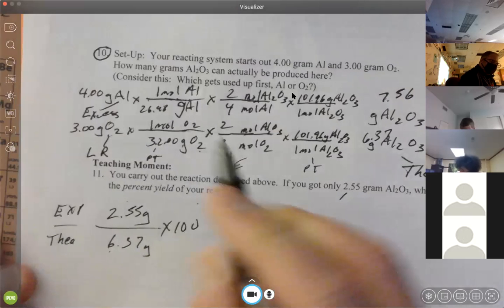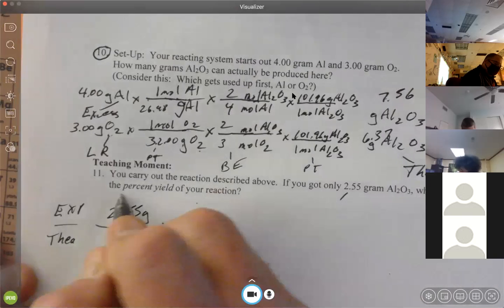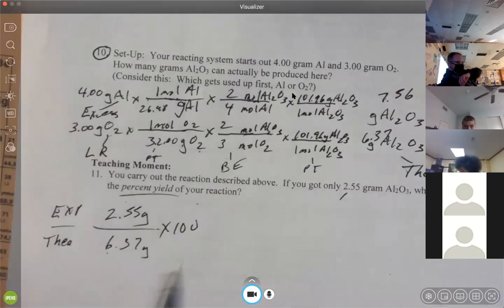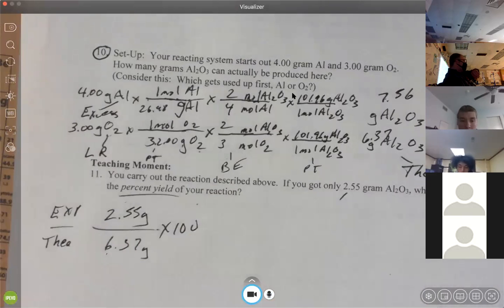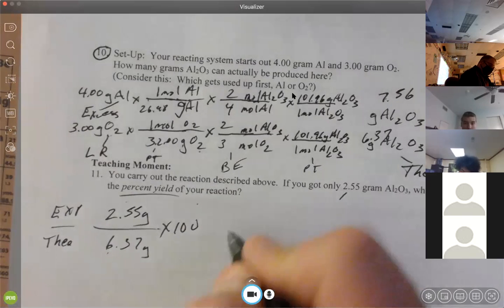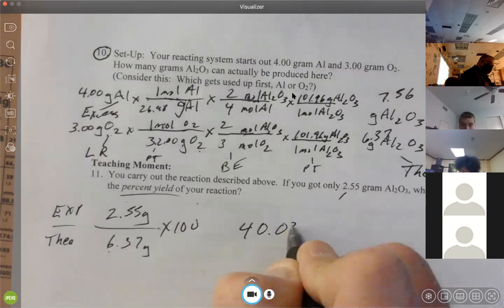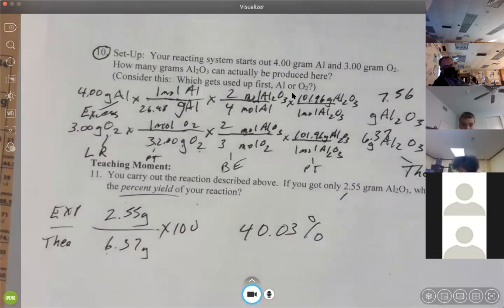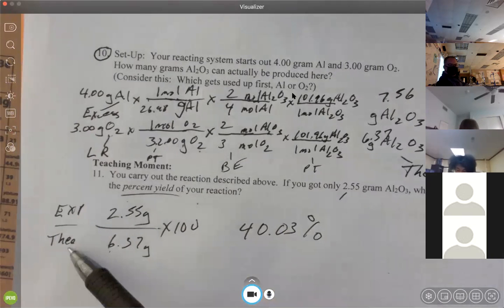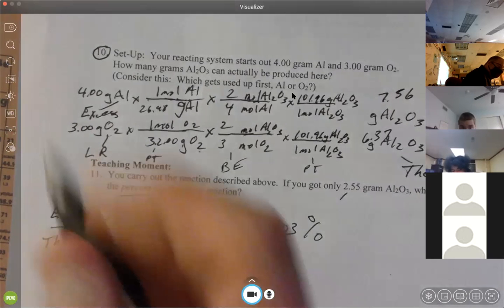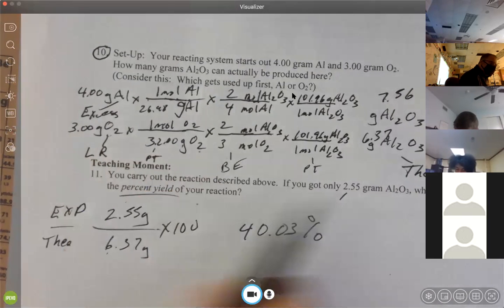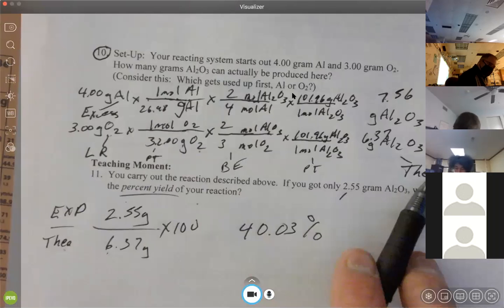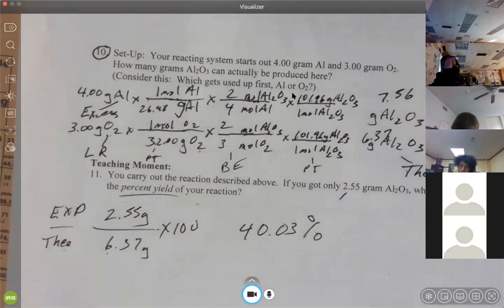Because whenever we find out the percent yield that he makes, 2.55 divided by 6.37 times 100, the answer is about 40.0313. He only got 40% of what he should have been able to make. Experimental over theoretical. So this is the experimental that the student did over the theoretical that we got with math. And we get 40.03.